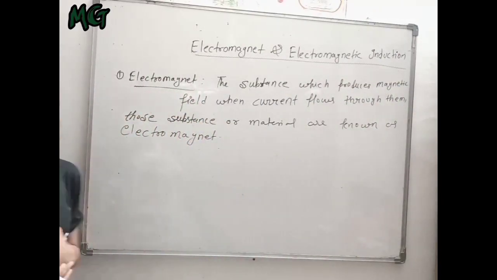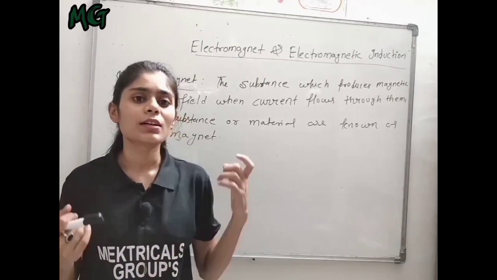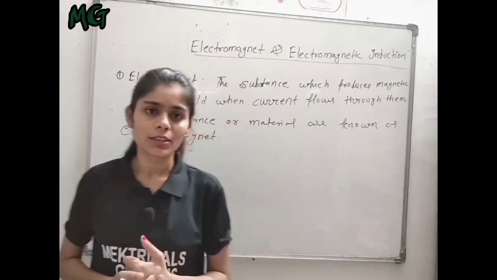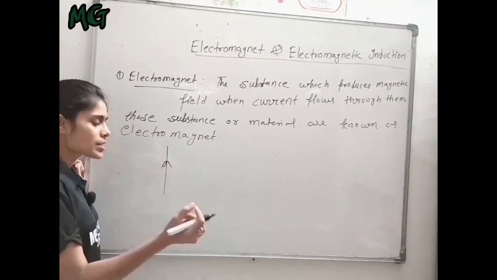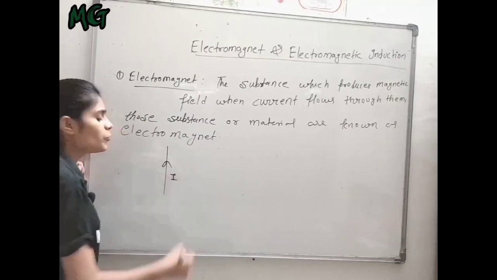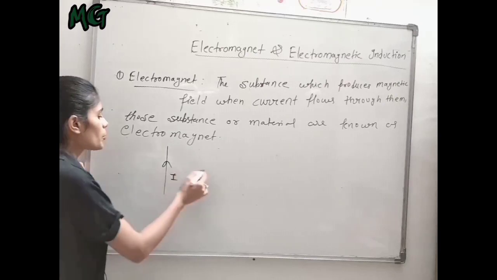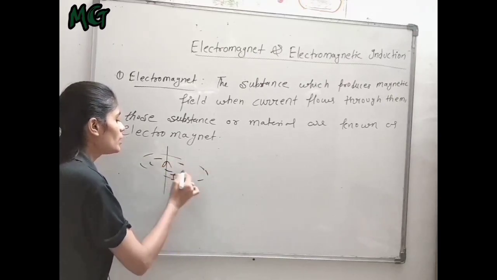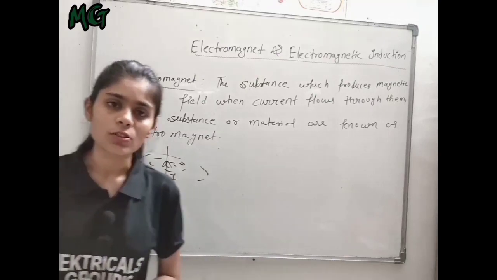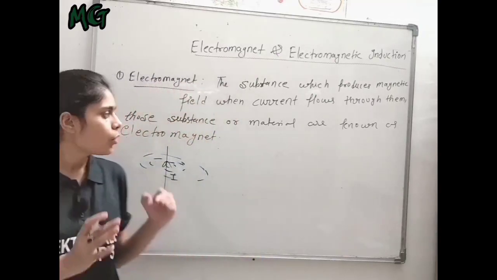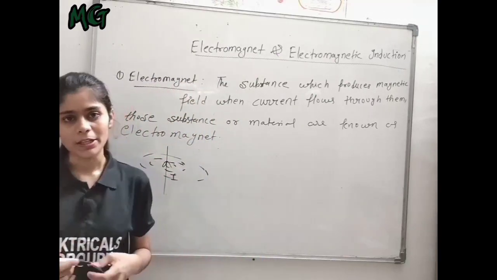What is an electromagnet? In the last lecture we have seen the magnetic effects of current. In that we talked about how whenever current flows through a conductor, it produces a magnetic field, and this effect is known as the magnetic effect of current. This was proved by Oersted's experiment.